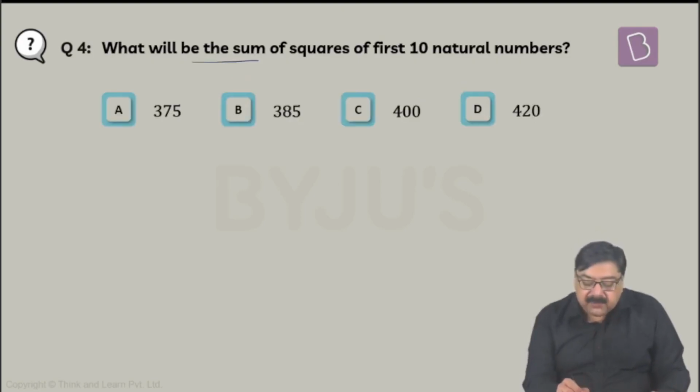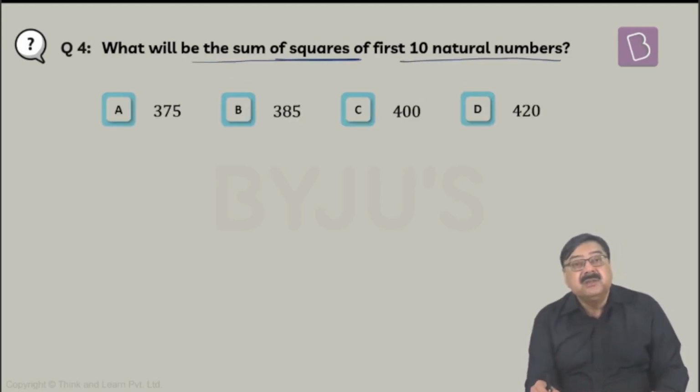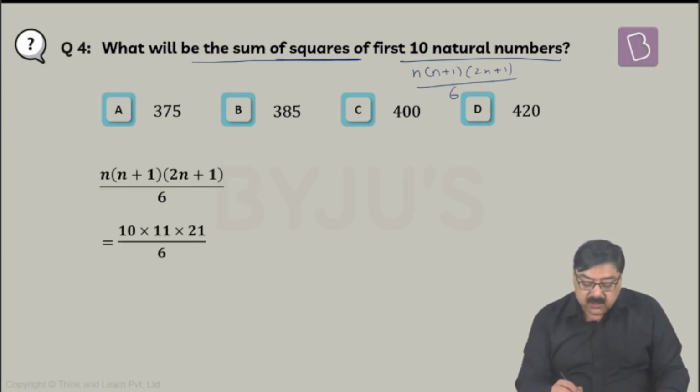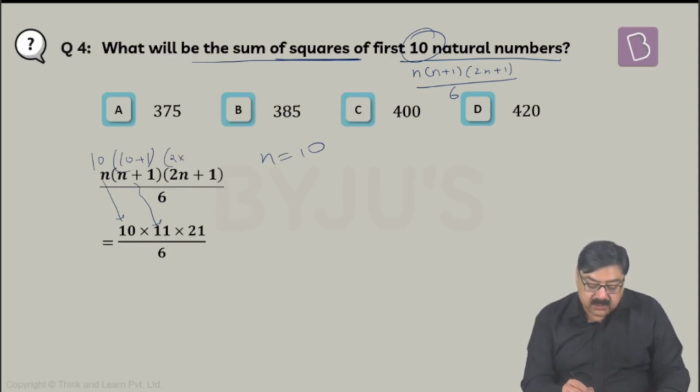Now, what will be the sum of squares of first 10 natural numbers? The formula you know is n into n plus 1 into 2n plus 1 by 6. So once we know this formula, you just have to substitute the value of n here as 10. So this is 10. Now 10 plus 1 is 11. And then 2 into 10 plus 1, that is 2 into 10 is 20 plus 1. That shall be 21 divided by the 6.